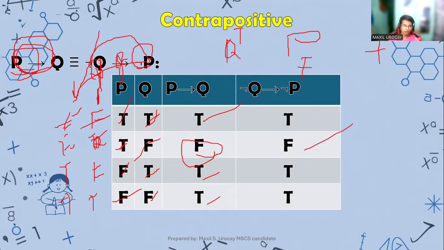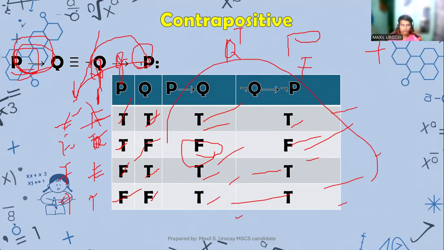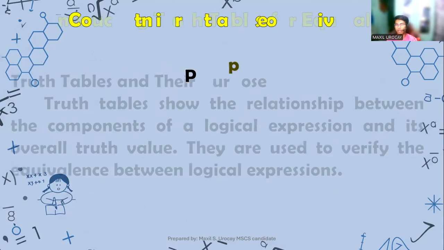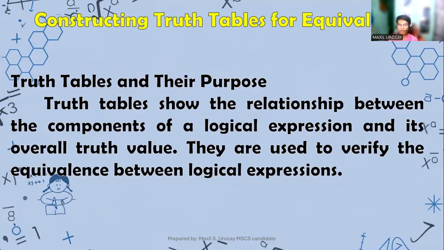So the rest: false, false is true. False, true is true. True is true. So therefore, let's check if that is equivalent. True is true. False is true. True is true. True is true. They are equivalent to each other. So that is actually the end of our lesson.